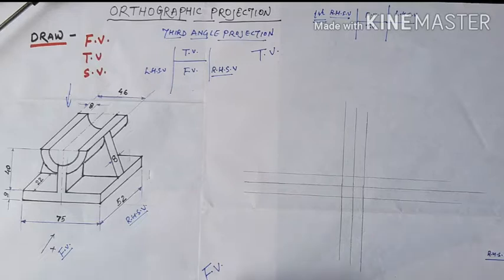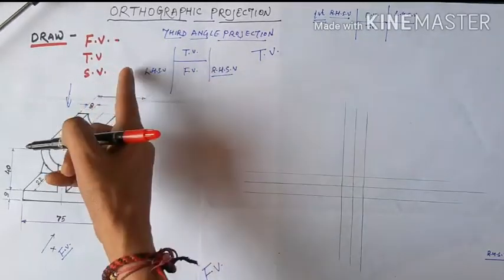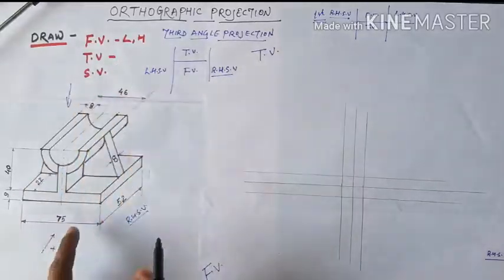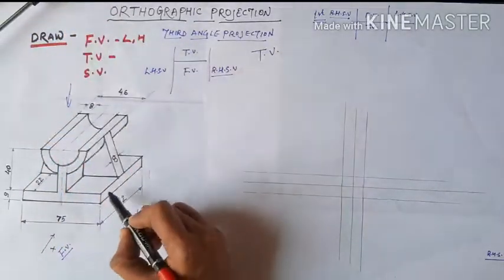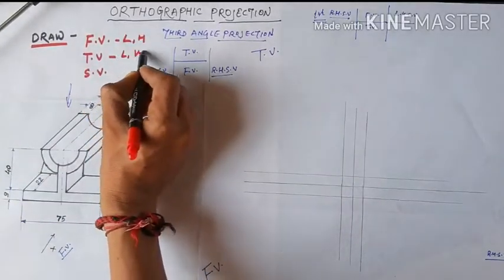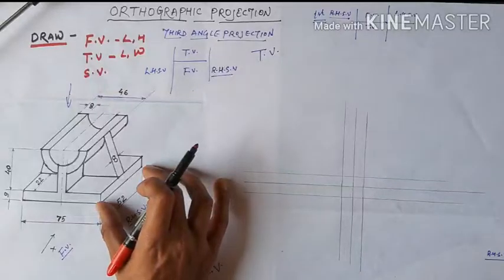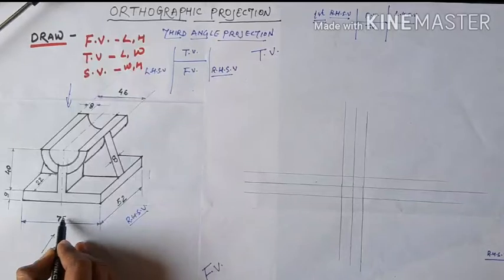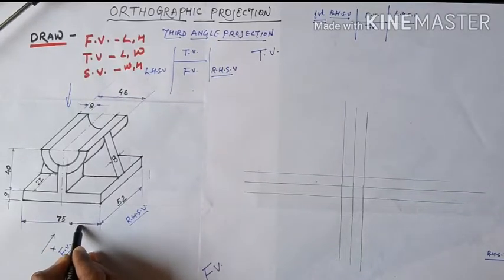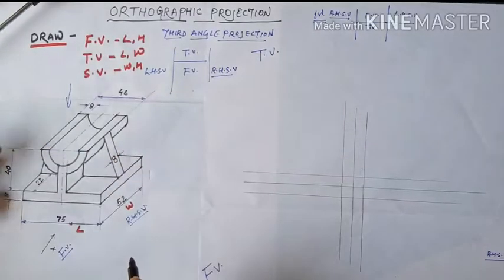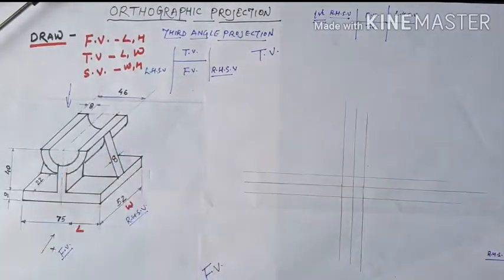From the front view, remember, we see length and height. From the top view, when we see the object from above, the length and width are shown. From the side view, this is your width and this is your height. So this line shows the length of 75, this shows the width of 52, and this shows 40 and 9, that is the total height.